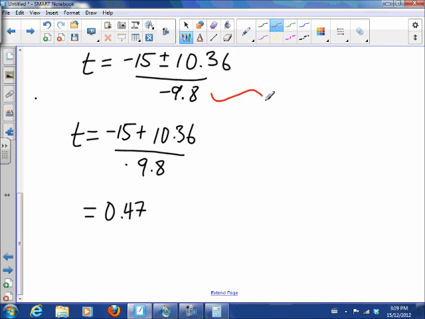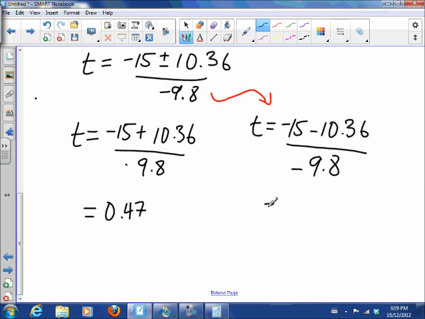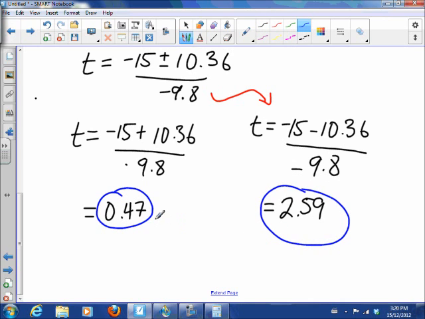Or we get another solution. t is equal to negative 15 minus 10.36 over negative 9.8, which is equal to 2.59. Okay? So we've got our two answers, right? So that means that the ball is at a height of 8 meters at 0.47 seconds, but also at 2.59 seconds. Now, why does that make sense?